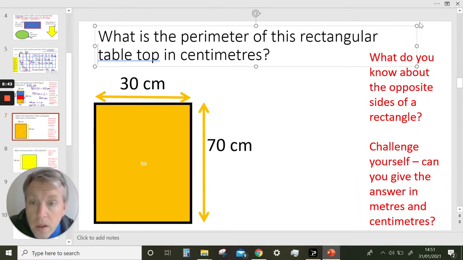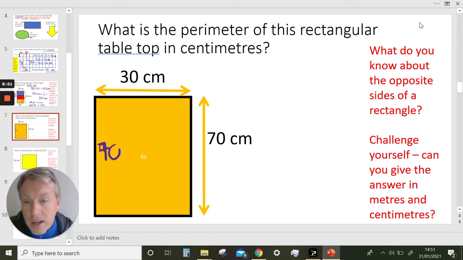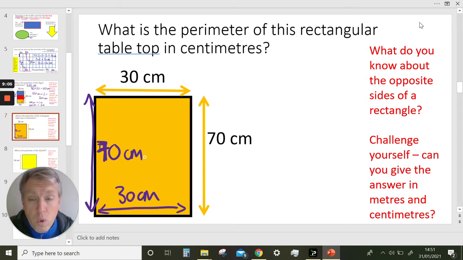Well, remember, with a rectangle, the opposite sides are equal. That's right. So the opposite side, so 70 centimetres here. This side is another 70 centimetres, and this side is another 30 centimetres. We could do 70 add 30 add 70 add 30, or we could think we've got 2 pairs of numbers here, 30 and 70 here, and another 30 and 70.